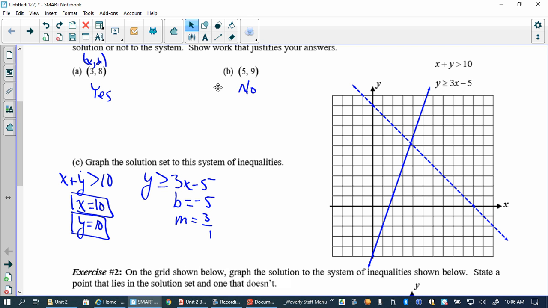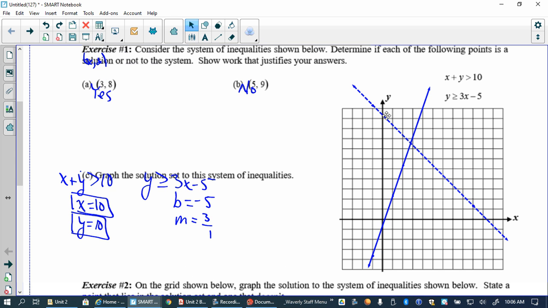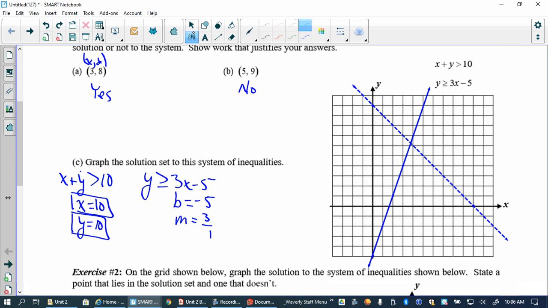So this represents the solution set for this. A little solution set. Don't forget it goes on infinitely though, just the way the graph ended, right? That's also known as a feasible region, like when we start doing applications.